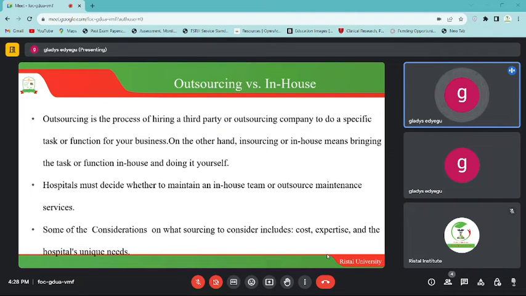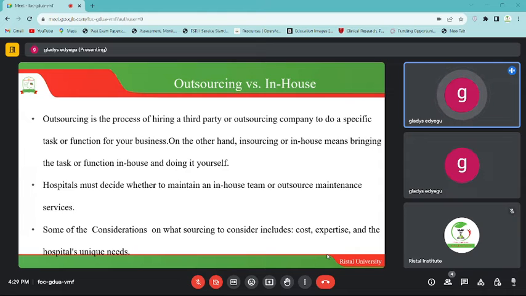And outsourcing is to identify those who have the specialist skills of repairing that specific equipment or system, then you bring them to do the work. Or else you do it by yourself, and that is the in-house, whereby within the hospital, you have the skills to do it and you're able to do it. So hospitals must decide whether to maintain an in-house team or outsource maintenance services. So it's you to decide.